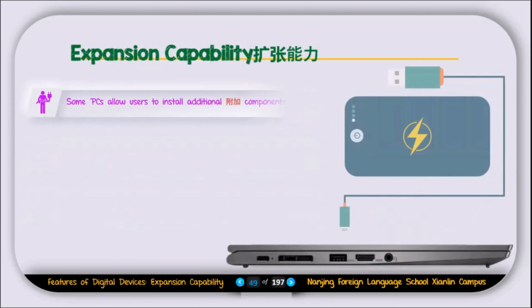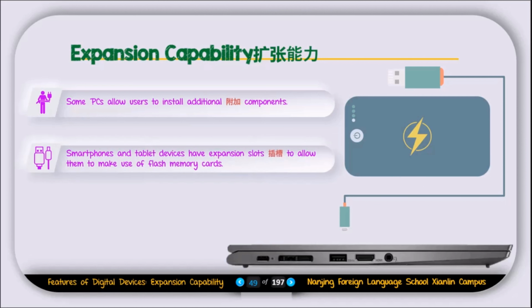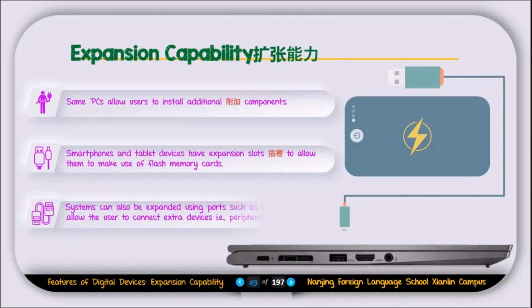Okay. The next feature is called expansion capabilities. What does it mean by expansion capabilities? Some PCs allow users to install additional components. Smartphones and tablet devices have expansion slots to allow them to make use of flash memory cards. For example, on Android phones, you can insert an SD card and extend the storage. That is called expansion capability.